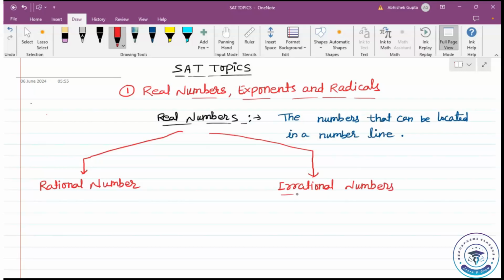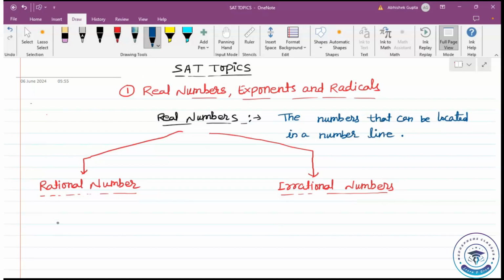So rational numbers are those numbers which can be expressed in a fraction p over q form where q is not equal to 0. Also, terminating decimals and repeating decimals are rational numbers, whereas non-terminating and non-repeating decimals are irrational numbers. Or we can say that all those numbers which cannot be written as a fraction are irrational numbers.